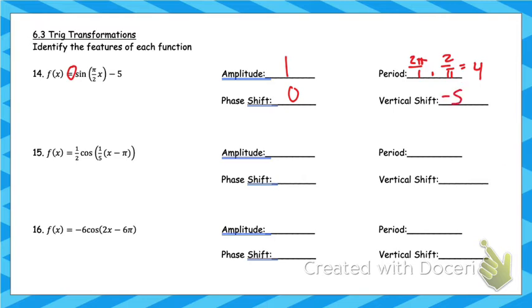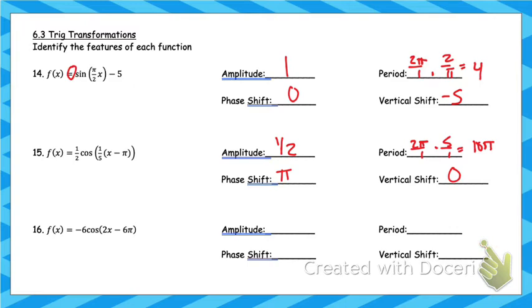All right, next one, amplitude's 1/2. Phase shift is pi. Period is 2 pi divided by 1 over 5. So times 5 over 1, which is 10 pi. Vertical shift is 0. There was nothing added or subtracted to the end.